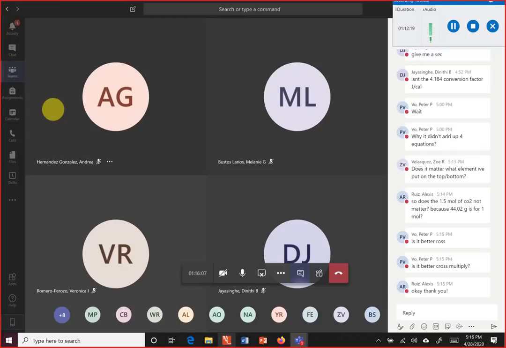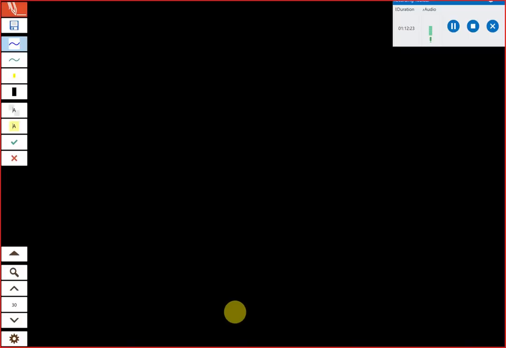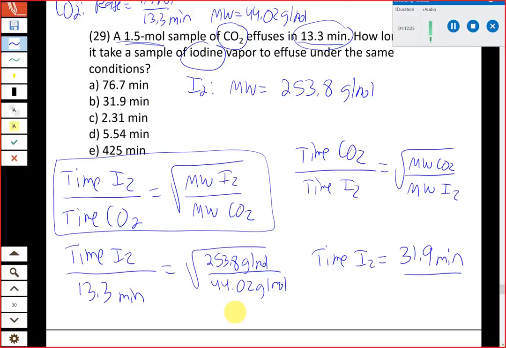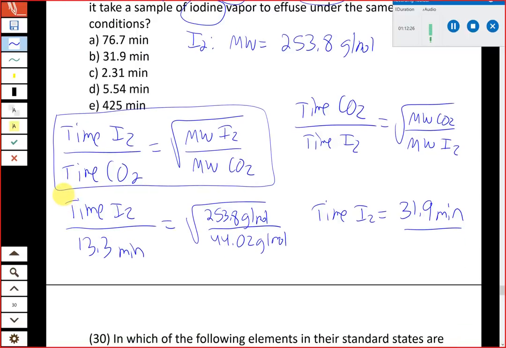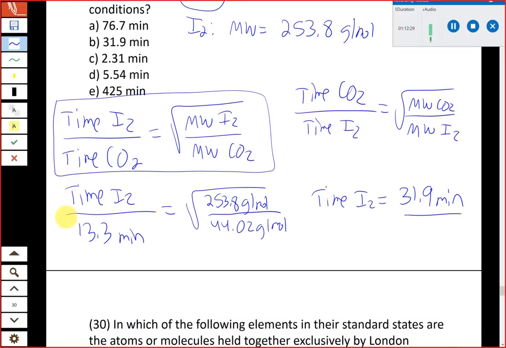Another question that came in was, is it better to cross multiply? I mean, that's what we're doing, I think, right? So if we want to do the algebra for this one, I don't have all the numbers written out, but basically you would just cross multiply by 13.3 to move the 13.3 over. So the time for I2 would be this square root ratio, whatever that is. I didn't calculate that out exactly in my notes.